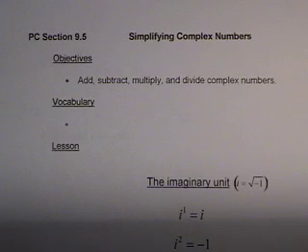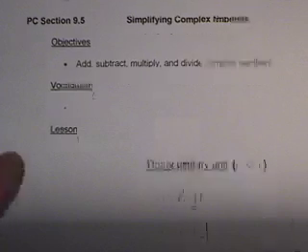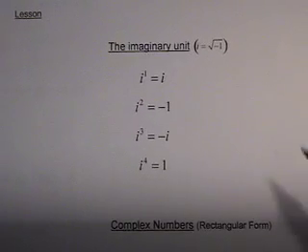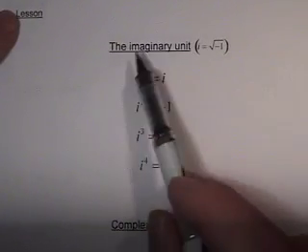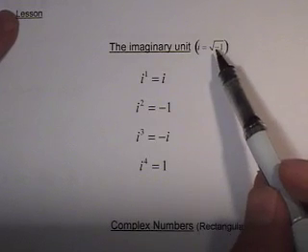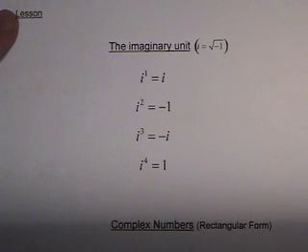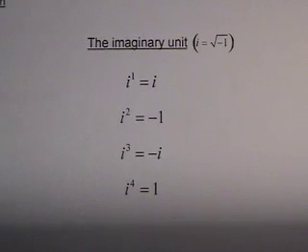Okay, let's look at 9-5, simplifying complex numbers. All right. So remember, every number is a complex number. We'll get to that too again, in the form a real plus an imaginary. Now let's go through what i is. So remember, i is just the square root of -1. All right, that's pretty easy. And in 9-6, I'll show you why that is the case.